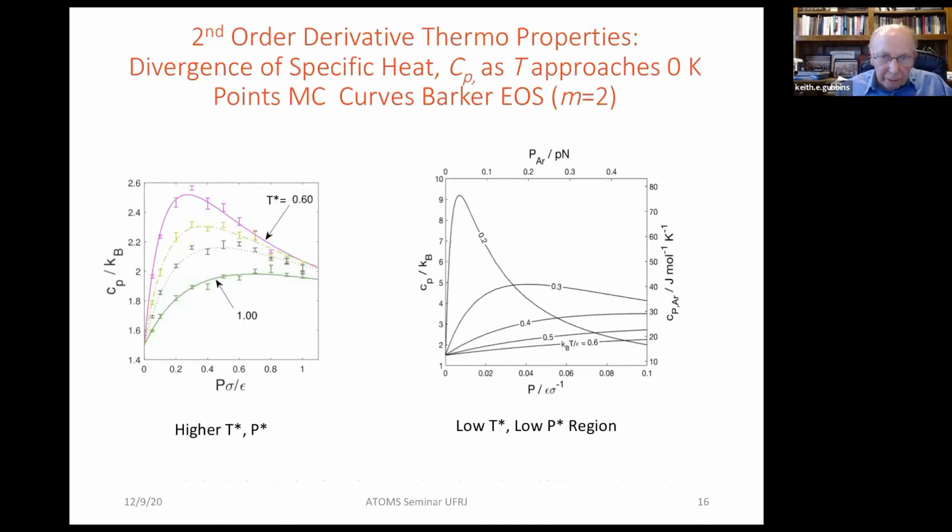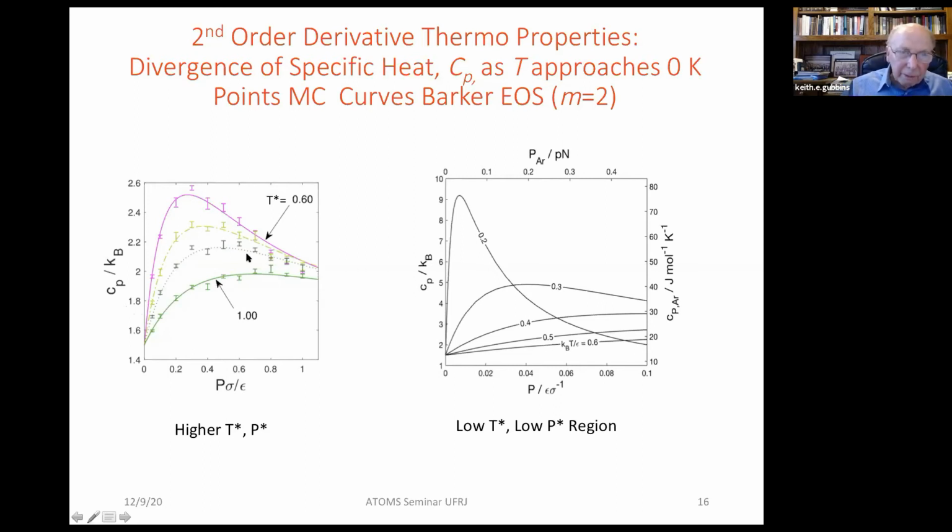These are now second order properties. So this is the heat capacity or specific heat at constant pressure in one dimension. So here is a high temperature, T star is 1. Then if I go down in temperature, I start to see a maximum develop. So this is a temperature of 0.8, 0.7, 0.6. Now we're seeing this anomaly in the heat capacity as we go to lower temperatures. And notice the pressure is also getting lower.